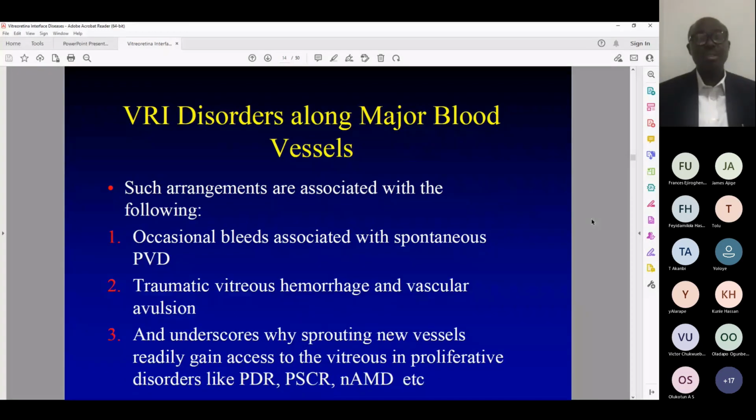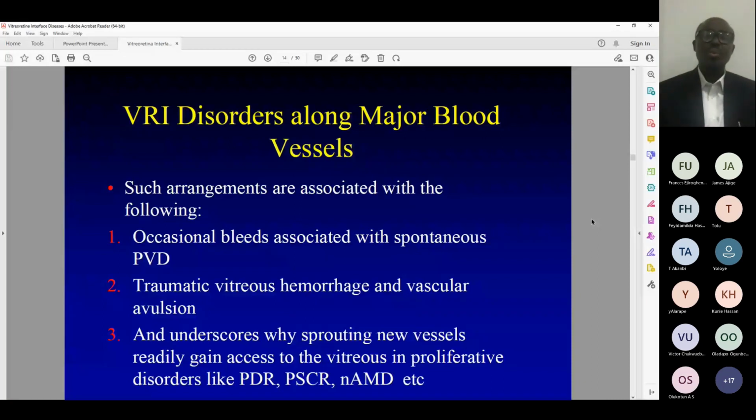In the same way, traumatic vitreous hemorrhage and vascular avulsion. When there's trauma, apart from some patients developing Valsalva edema, there are a few cases where you have vitreous hemorrhage, and this happens because the vitreous is directly contiguous with blood vessel perivascular structures, and trauma with that vitreous can shear off a bit of the blood vessel wall, leading to hemorrhage in the vitreous. In the same way, vessels can become completely avulsed during trauma.